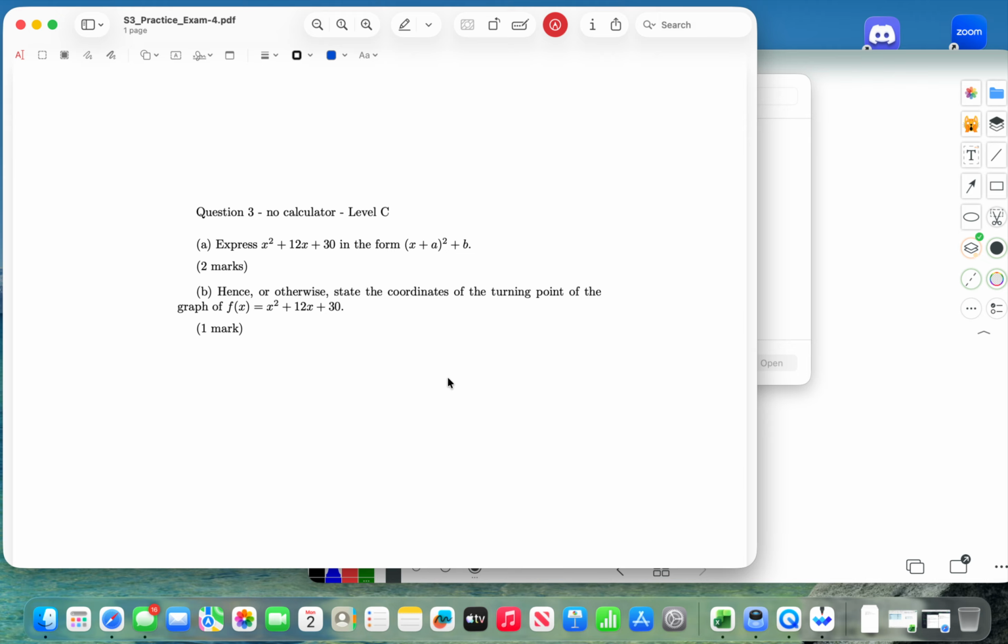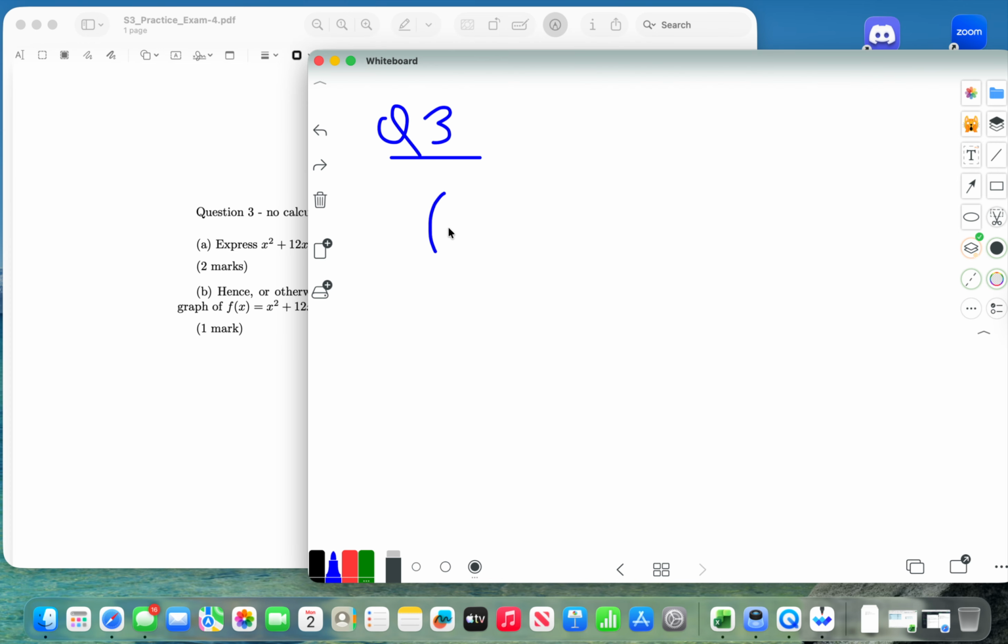Now, we call this completing the square, and if you get a question like this, what we want to do is expand this part out, and I'm going to show you what I mean by that. So if we take x plus a all squared plus b, well, we get x plus a multiplied by x plus a plus b.